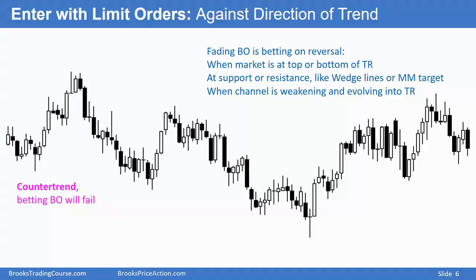Traders will also use limit orders to bet that a trend will fail. They'll be trading counter trend. Traders see a reversal down, and then a big doji bar at the top of a wedge channel.